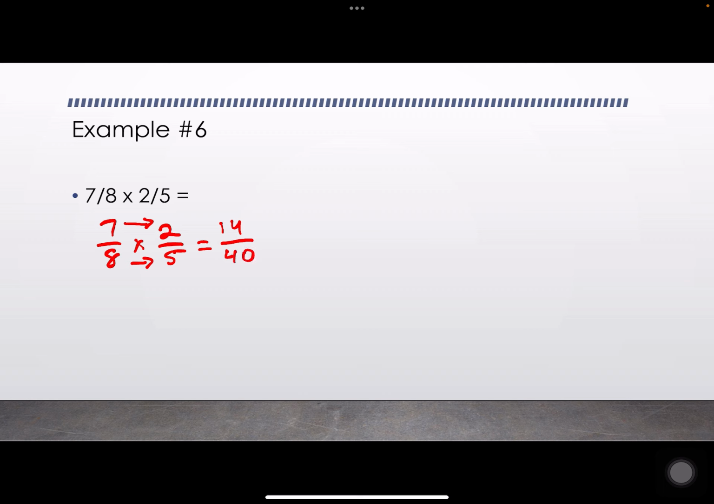Now we have an answer, but we're not quite done yet. We have to simplify the answer by finding the greatest common factor like we did in video 2. So let's go through the factors of 14 and 40.